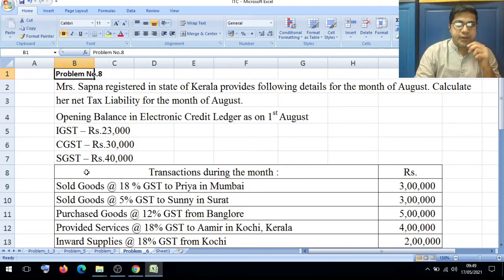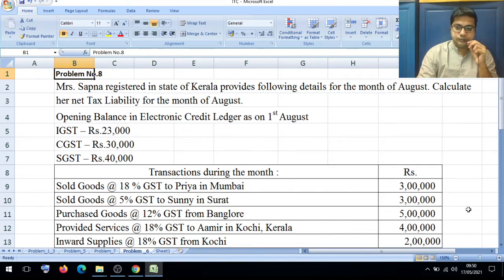Problem number 8. Messrs. Sapna, registered in the state of Kerala, provides the following details for the month of August. Calculate her net tax liability for the month of August. Opening balance in electronic credit ledger as on 1st August: IGST rupees 23,000, CGST rupees 30,000, SGST rupees 40,000.